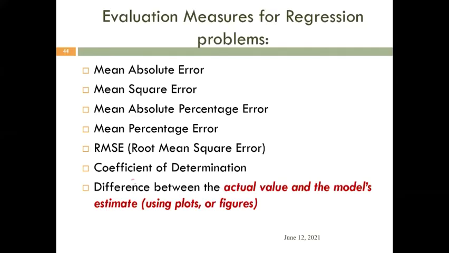That means absolute error, mean square error, mean absolute percentage error, mean percentage error, root mean square error, coefficient of determination, and so many other evaluation measures that you can use to ensure that you are getting the right thing or you are not getting the right thing. So that is on regression problems.